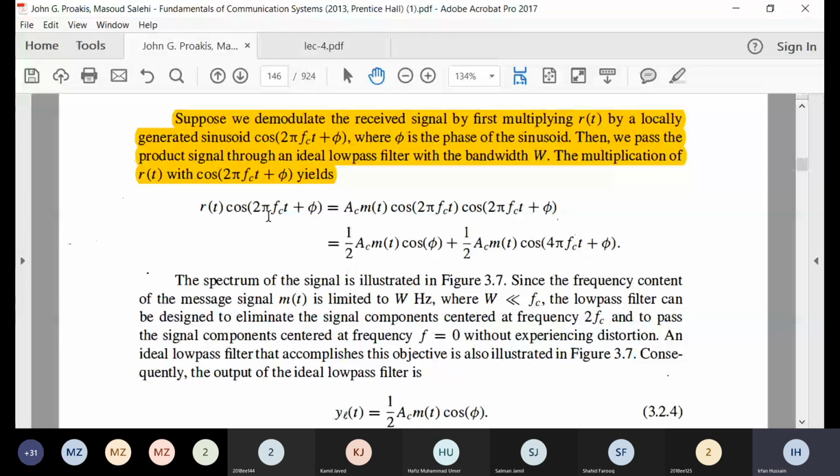So I have done this multiplication, and this is my locally generated cosine, and this was my received signal. So the received signal is AC m t cos 2 pi fct. It is just this received signal multiplied by a cosine.